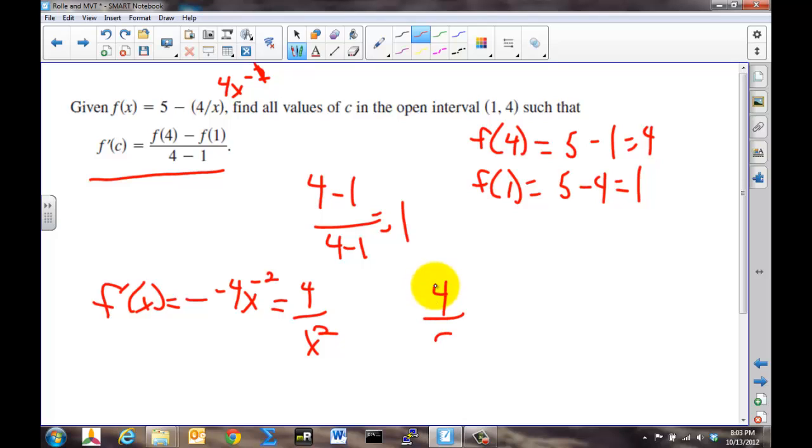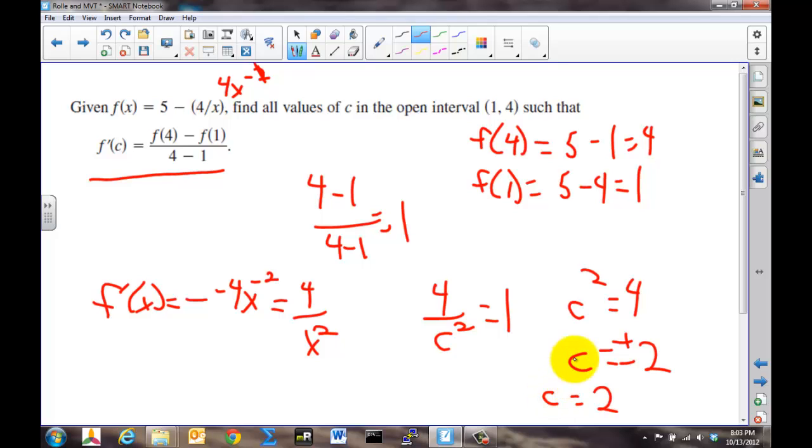So if we write down 4 over c squared equals 1, if we cross multiply, we get c squared equals 4. We get c equals plus and minus 2. So which one are we looking for? Both of those answers? Remember, our interval is from 1 to 4. So we're only looking for c being 2. That's the only one that's on our interval here. So c equals 2 is our only solution to this problem. Negative 2 is not a solution because it's not in the interval.